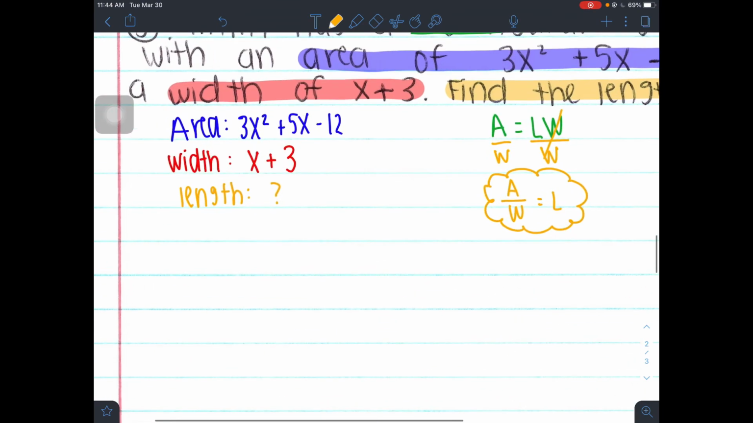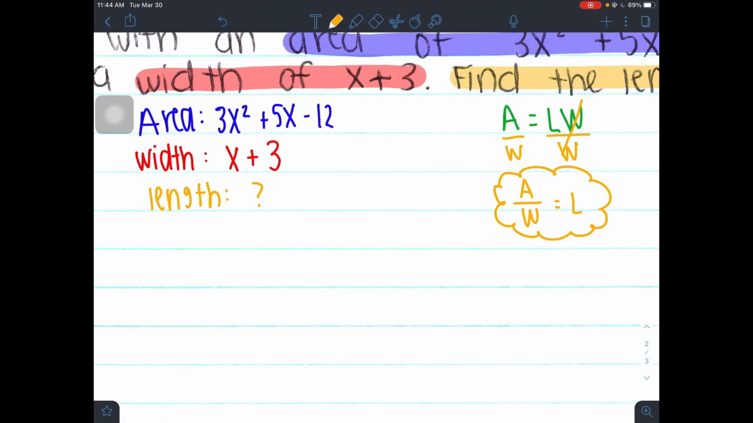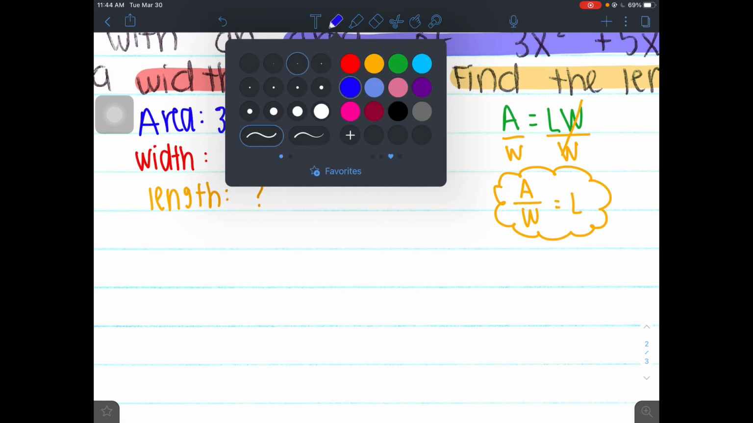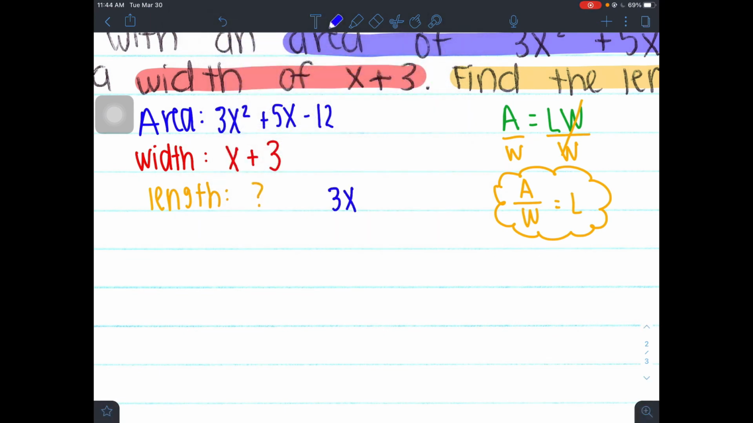So let's go ahead and plug in what we know. A stands for area. Well, we know the area. That's going to go in the top part of our fraction here. So 3x squared plus 5x minus 12 divided by the width. The width we do know as well. That's going to be x plus 3. And we want to find that length.